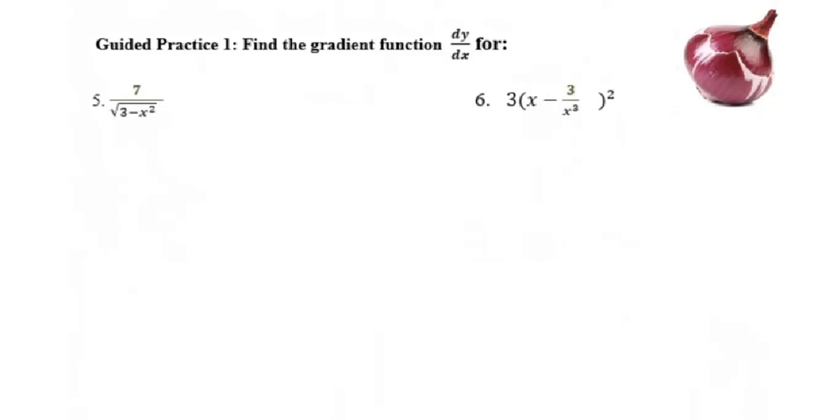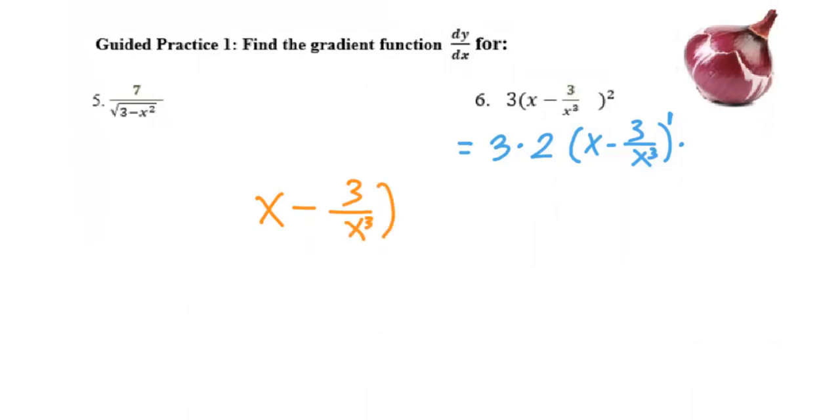For number 6, we will use the power rule first. 3 is the coefficient. Drop down the exponent, that's 2. So inside don't change. To the first power. Then you will do the derivative of x minus 3 over x to the third power. We change this one into x minus 3 times x to the negative third power.